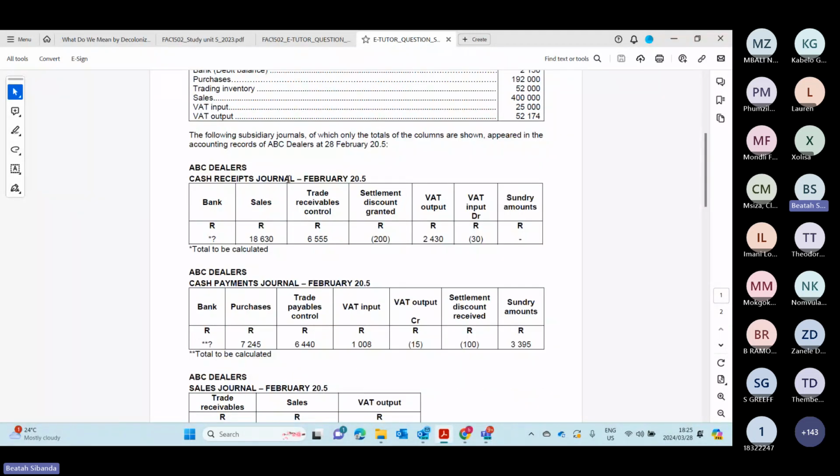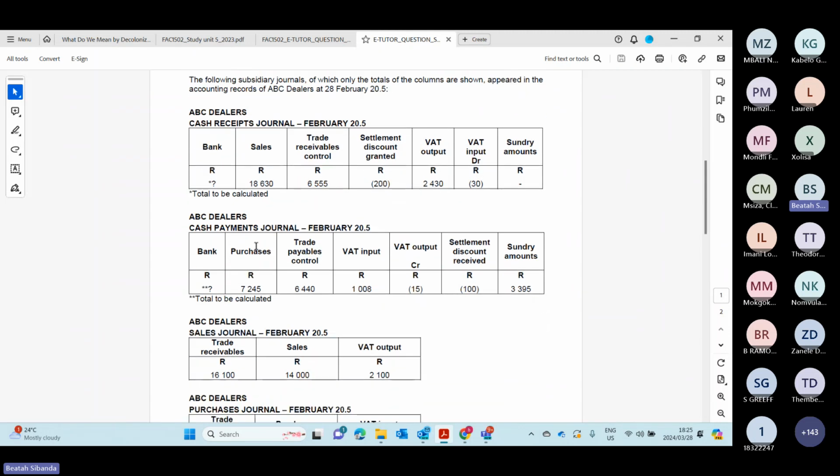So we are given the cash receipts journal. What did we say about the cash receipts journal? The cash receipts journal records all the cash that we receive, ne? And then the cash payments journal records all the cash payments that we make. So you will see that we have purchases here. So these are all the purchases that we purchased on cash, and then trade payables control.